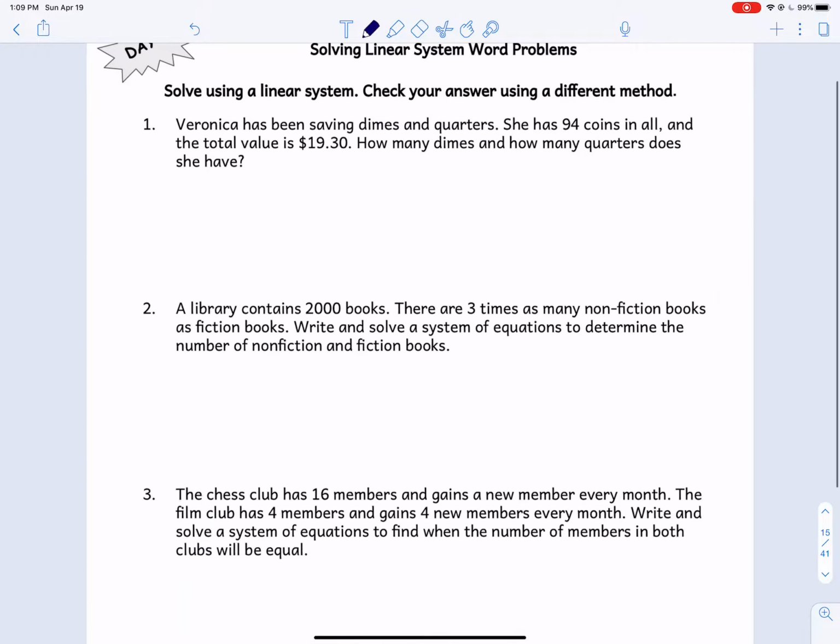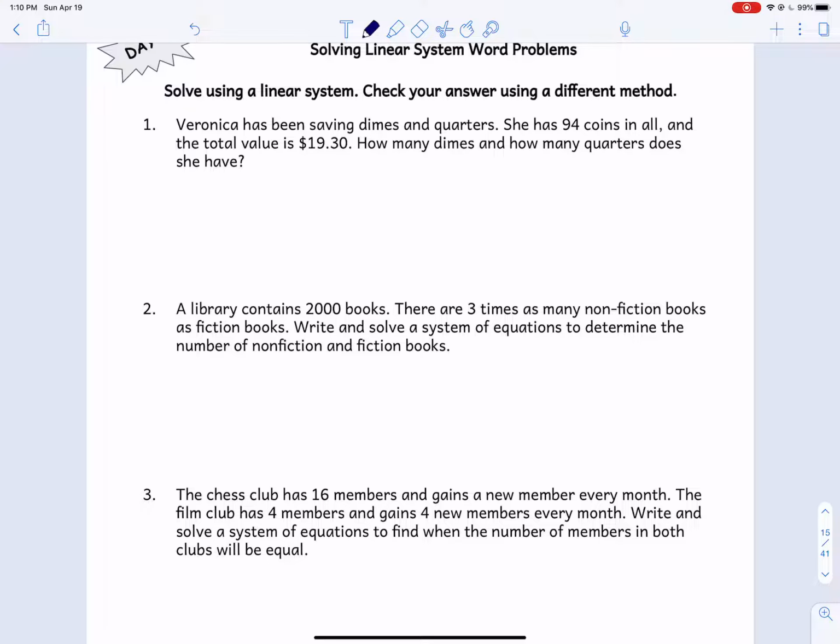Okay, so number 1, it says Veronica has been saving dimes and quarters. She has 94 coins in all, and the total value is $19.30. How many dimes and how many quarters does she have? So we have two things: the amount of money she has, and the number of coins. Two different pieces of information, and we're going to use those to write our two equations.